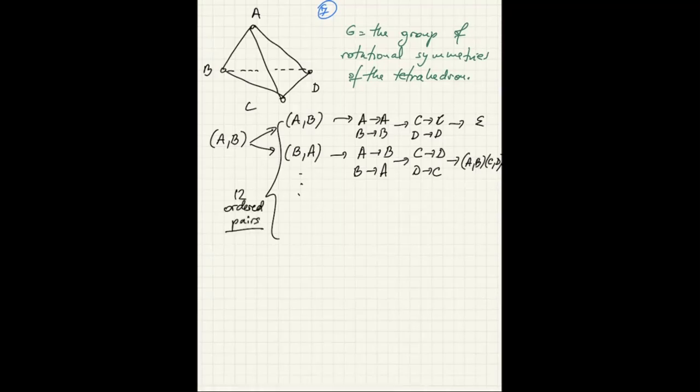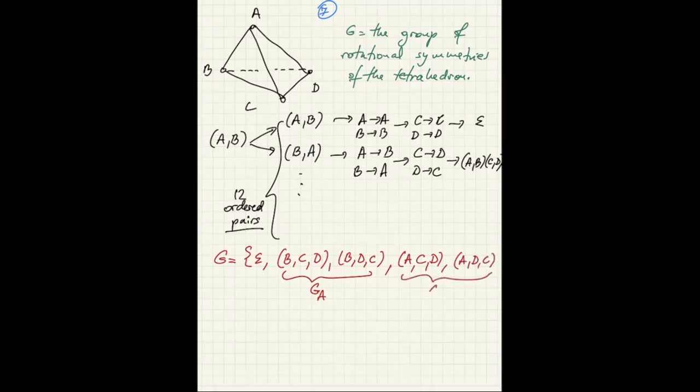pairs. But what you end up with is that G will consist of the following group elements. So we'll have the identity. Then we have the ones as before, (B, C, D) and (B, D, C). These together form the stabilizer of A. And you have similarly a stabilizer of B, which would be (A, C, D) and (A, D, C). This is G of B. And then if you want G of C, you can do (A, B, D) and (A, D, B). So, G of A minus the identity in each case.